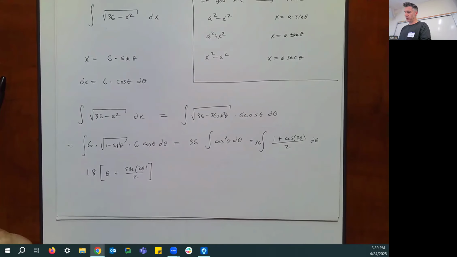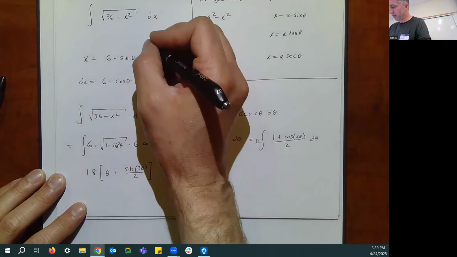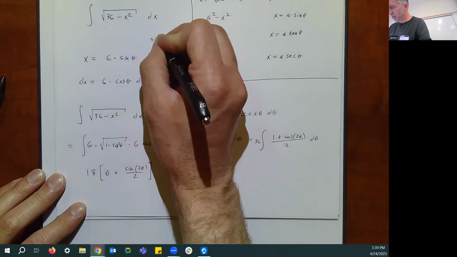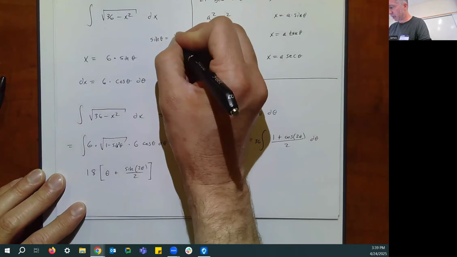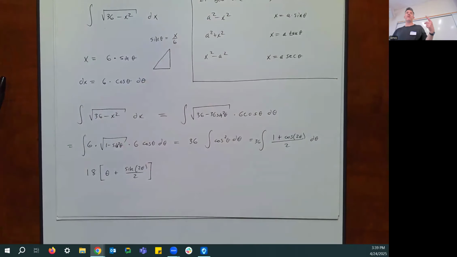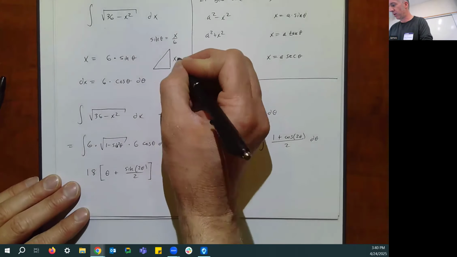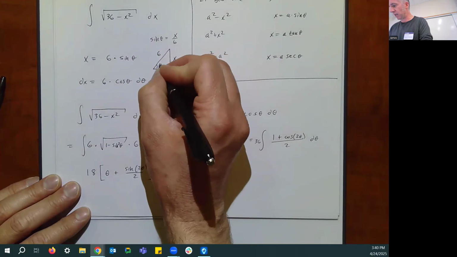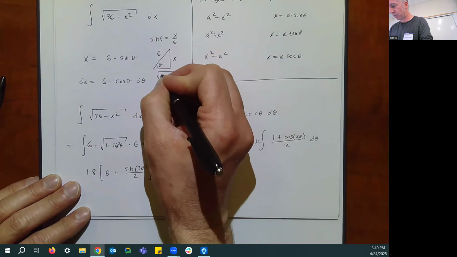So again, using our funky triangle, we have that sine of theta is equal to x divided by 6. By the way, if sine of theta is just equal to x, we're going to write sine of theta equals x divided by 1, so that the opposite is x and the hypotenuse is 1. Here the opposite is x and the hypotenuse is 6. And the missing side is going to be, of course, the square root of 36 minus x squared.